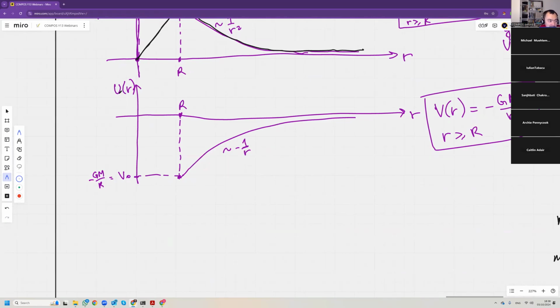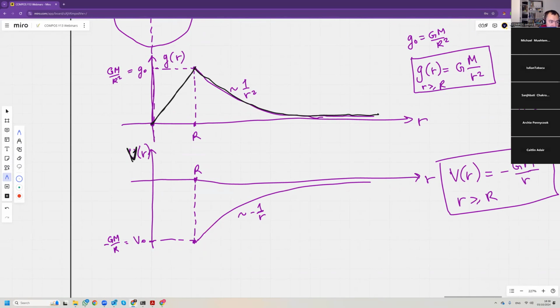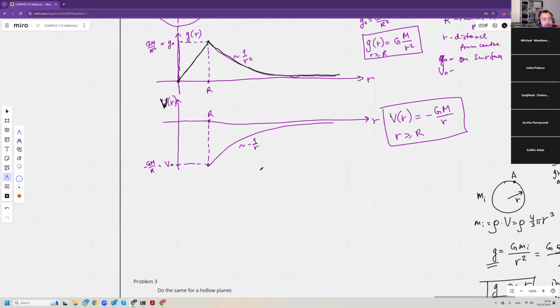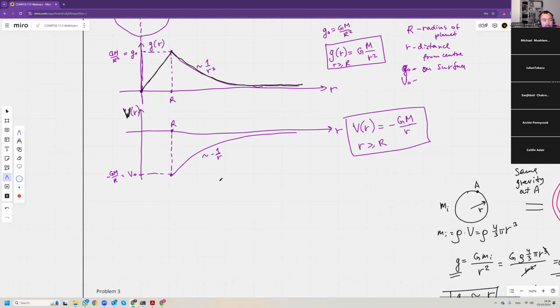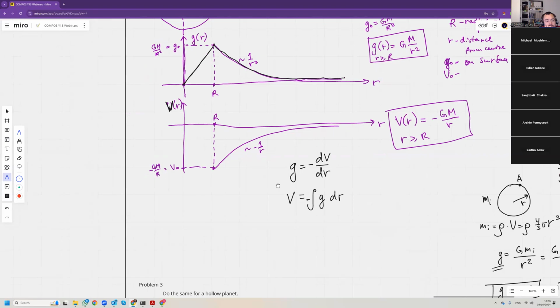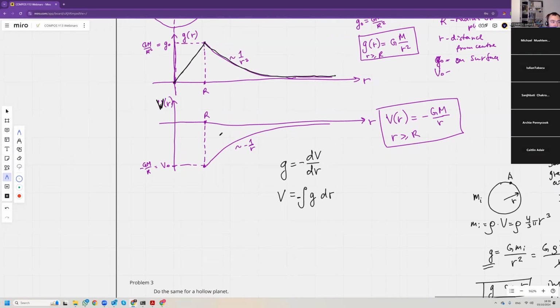What about the potential, sorry, V(r), of course. Well, different things that we can do. So first of all, we can remember that gravitational field is minus dV/dr. And that means that V is the integral of g dr with a minus. So the potential is the integral of g. So it's the area under the curve.